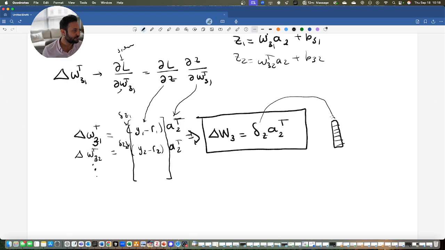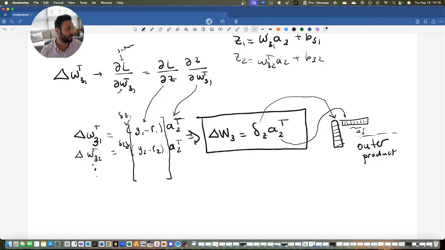That's my delta Z, and that's my A2 transpose. I'm writing it as a row vector, right? So that's as big as my input. And notice I'm making my input a row vector and calculating the outer product of my output and the input to it, the output gradient and the input to it.